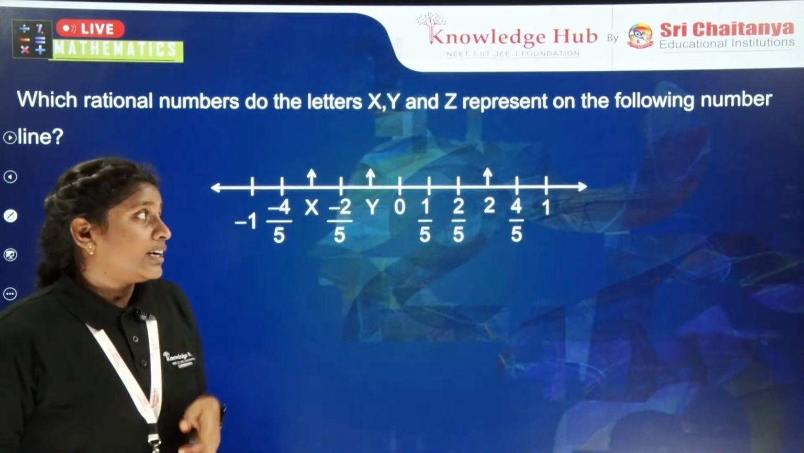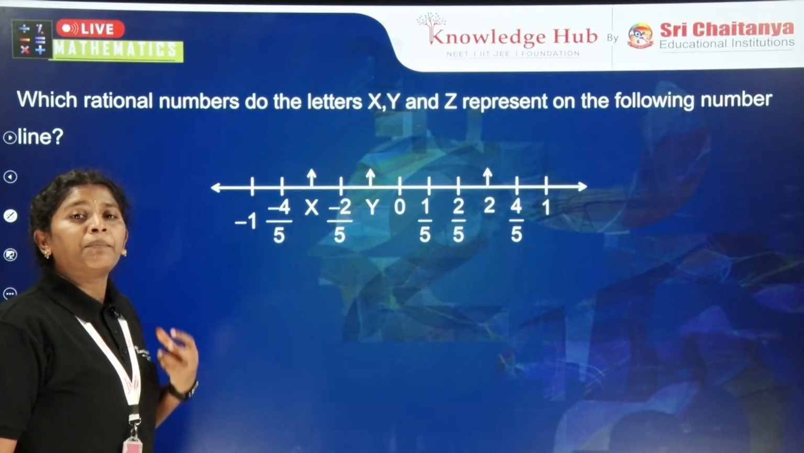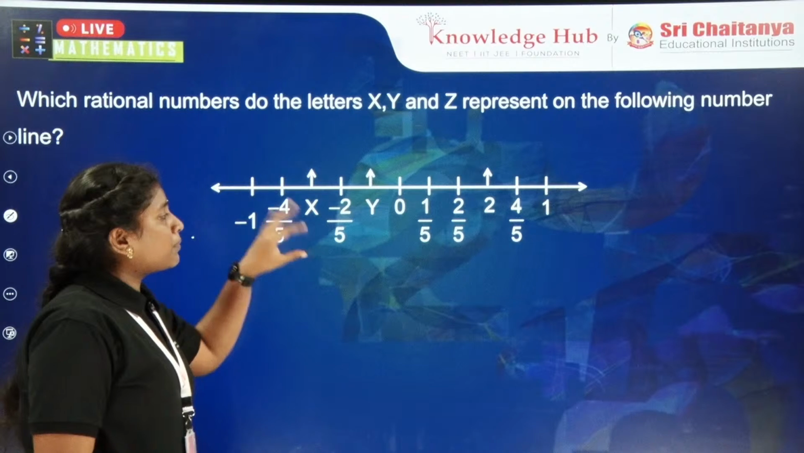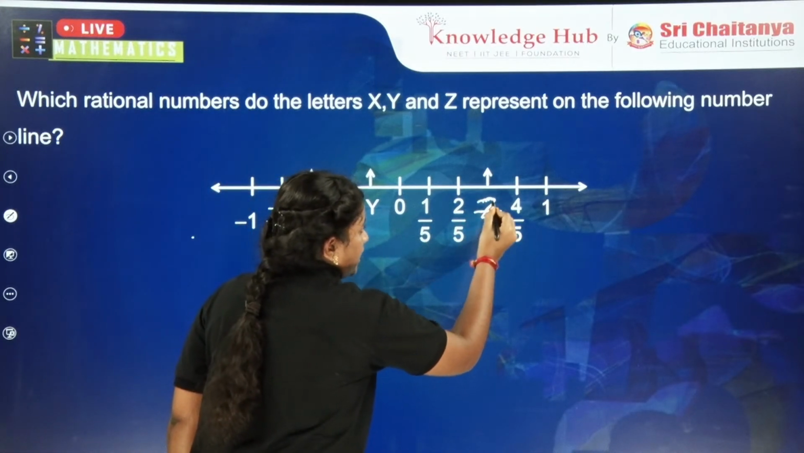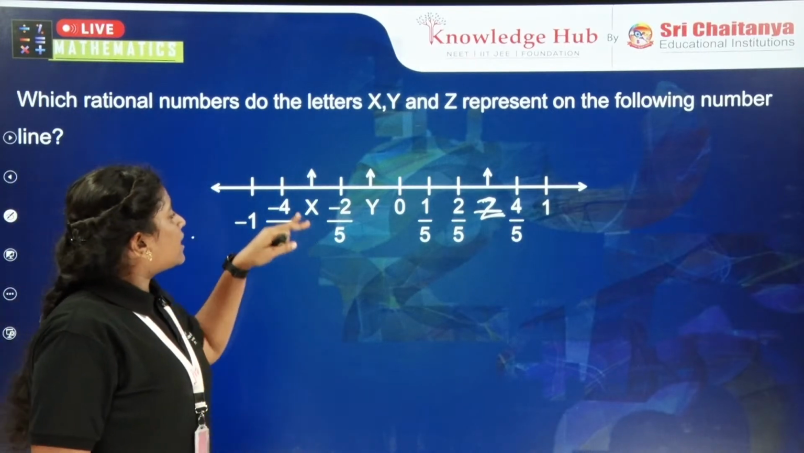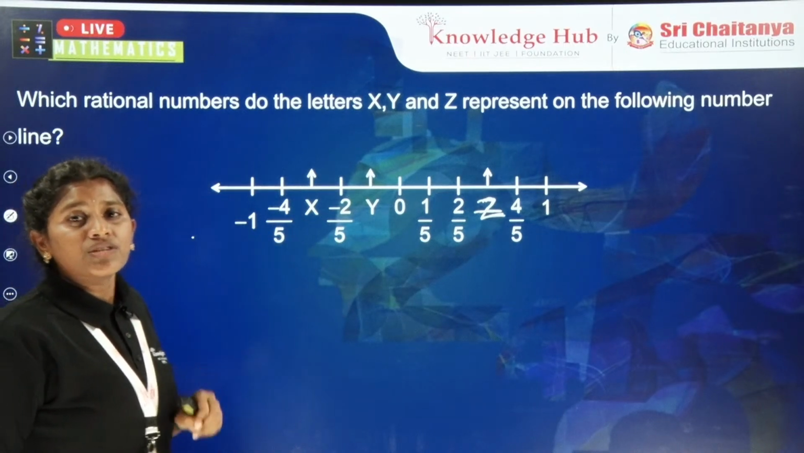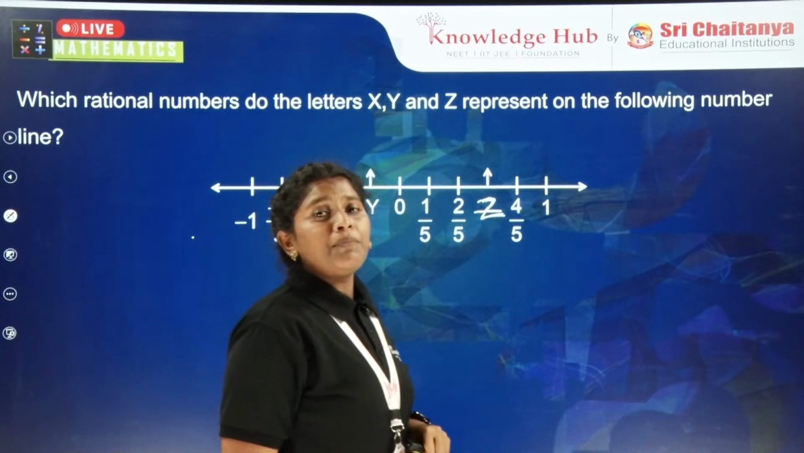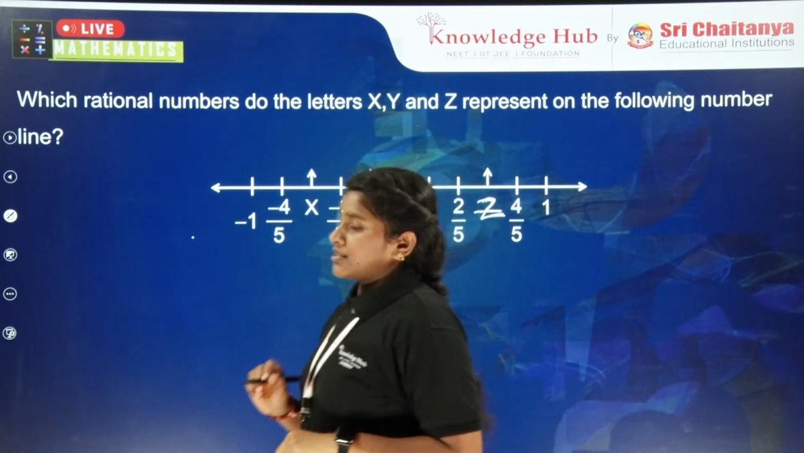Which rational numbers do the letters x, y, z represent on the following number line? So here they gave the number line, and coming to here, it is not 2, actually it is z. Some of the points are represented by the letters x, y and z. So we have to give the rational numbers that are represented by the letters x, y and z. So first check for the x.